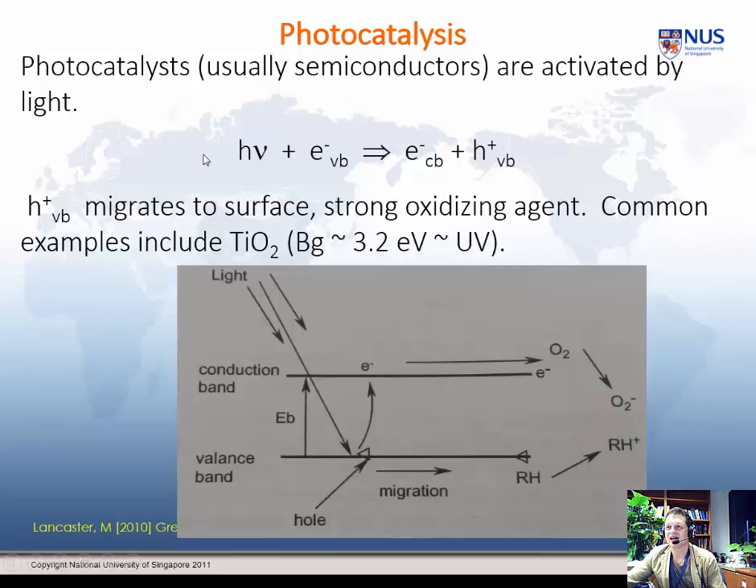Photocatalysts, usually semiconductors, activated by light to form holes and electrons, and then those holes can migrate to the surface where they become a very strong oxidizing agent. Common examples of the type of semiconductor you might want to use will be titanium dioxide. It's got a band gap, a gap between here and here, of about 3.2 electron volts, which is in the UV range. So clearly the amount of energy associated with the hole is very, very high, which means it's a very strong oxidizing agent.